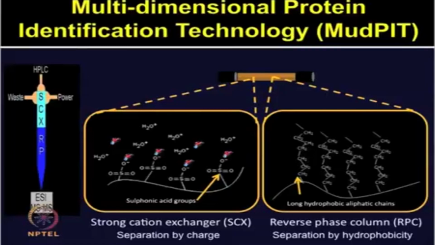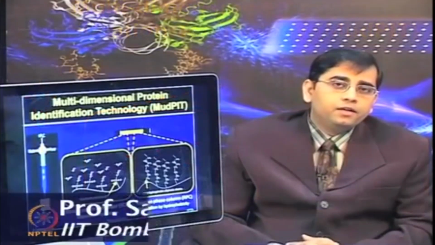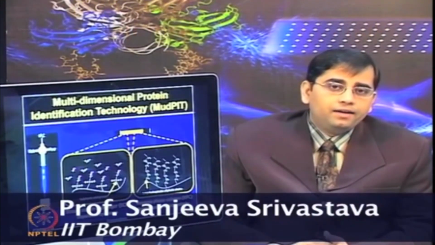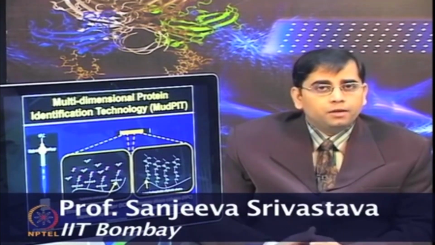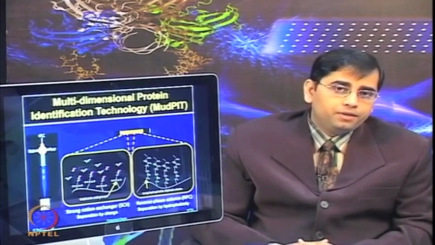Strong cation exchange can be used offline, and then each fraction can be analyzed by reverse phase HPLC followed by mass spectrometry. Alternatively, both reverse phase and strong cation exchange reagents can be packed into a single column, and by introducing buffers in series, the multidimensional separation can be achieved.